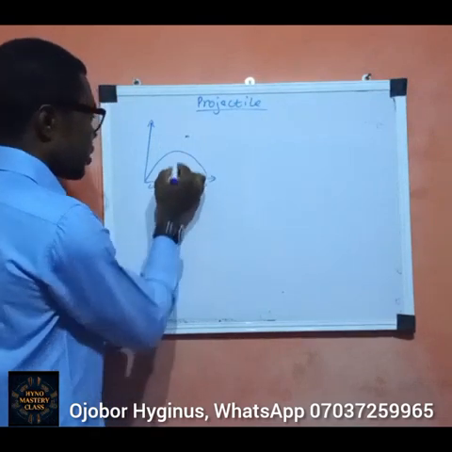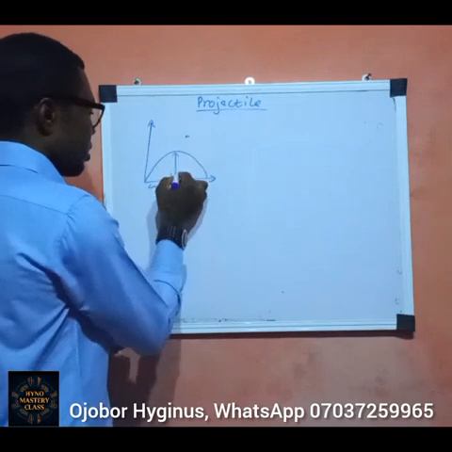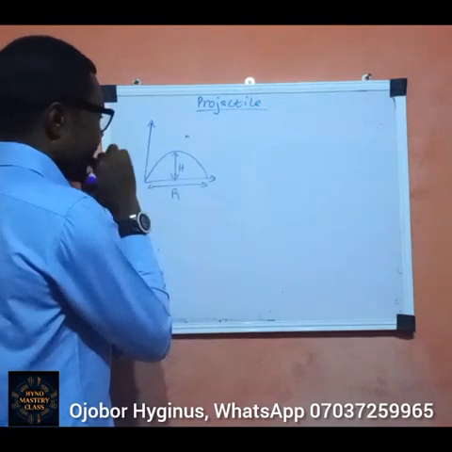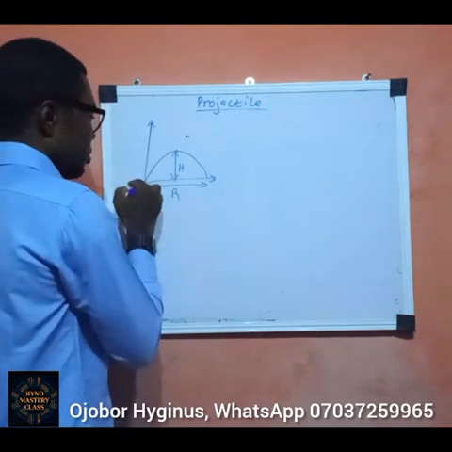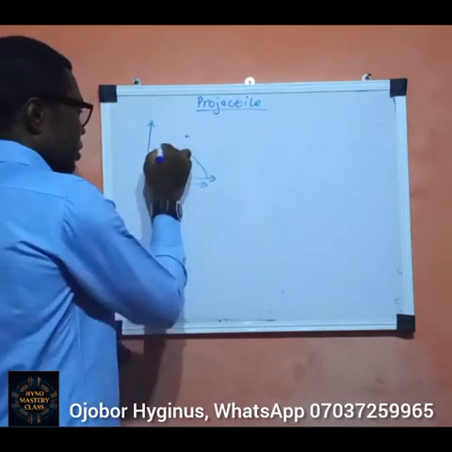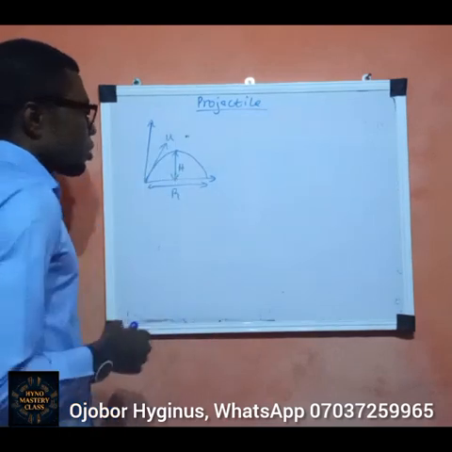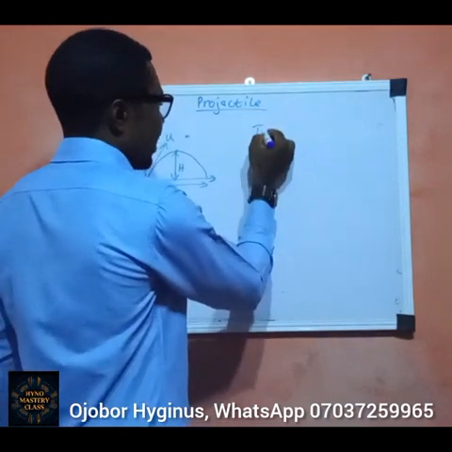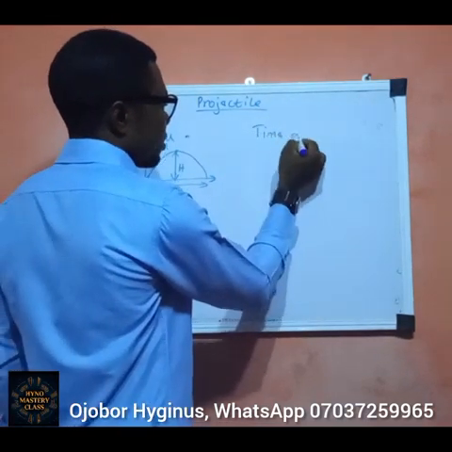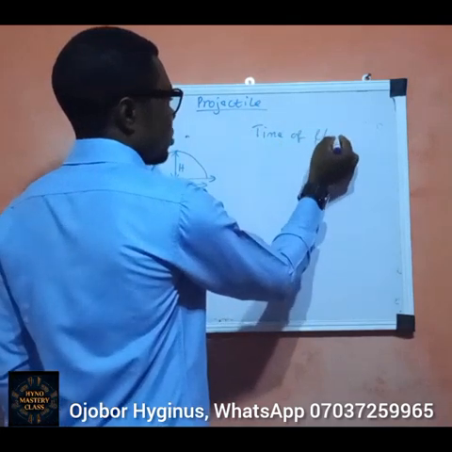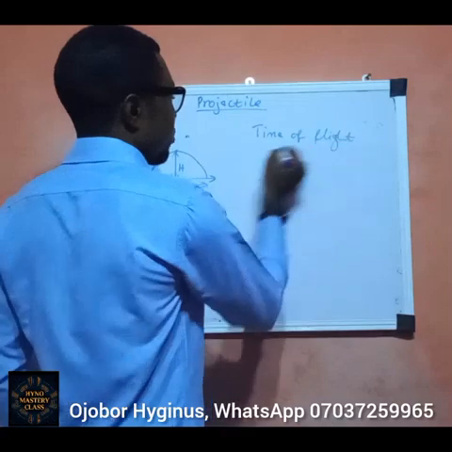This is the range, this is the height, maximum height. This is the initial velocity. So we have what we call time of flight. Time of flight. Because we need these terminologies to be able to solve questions.